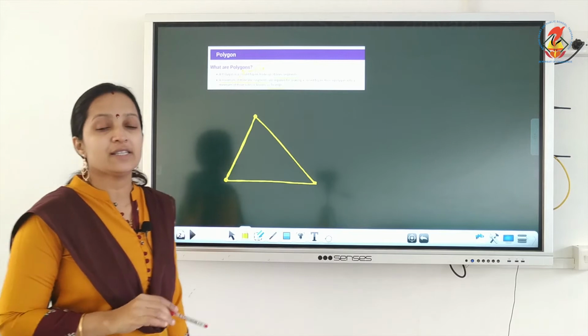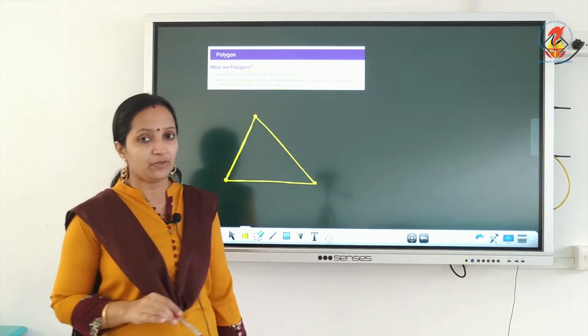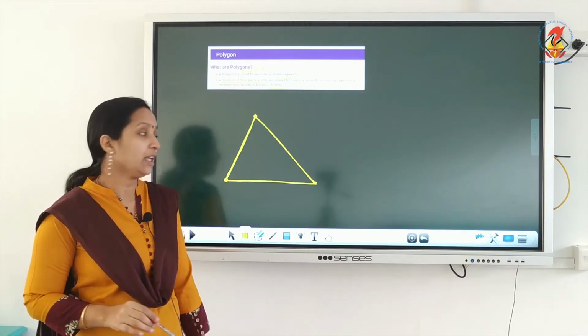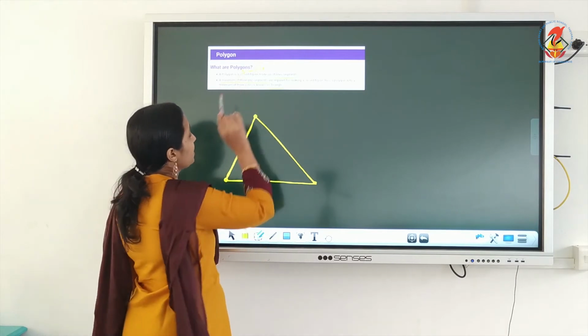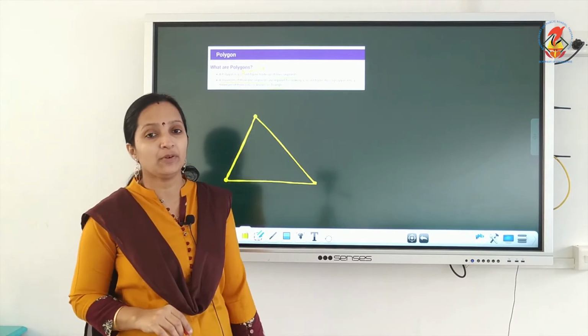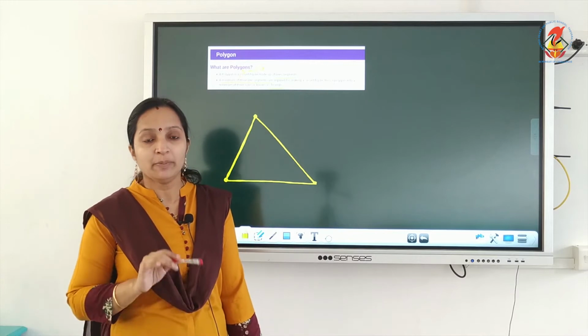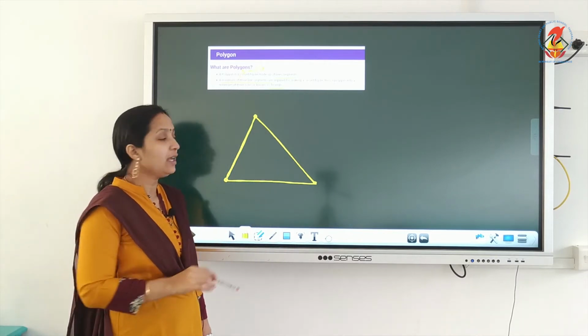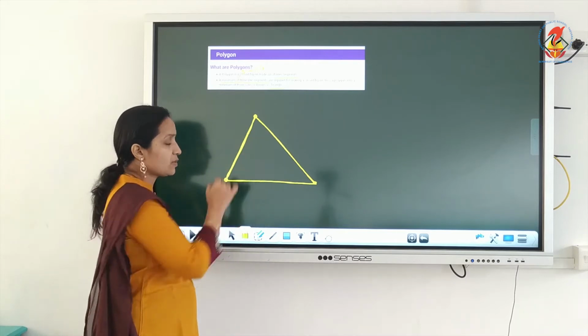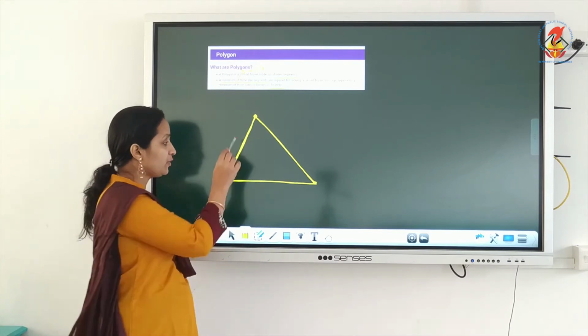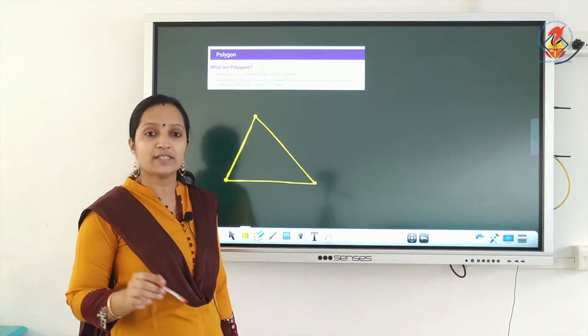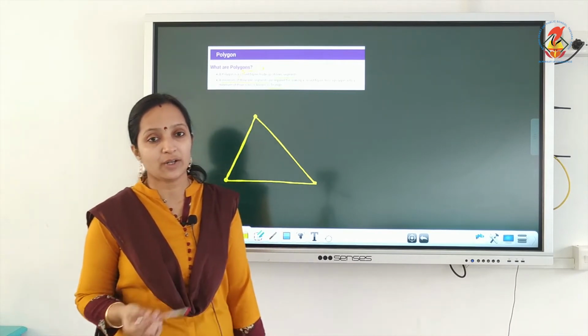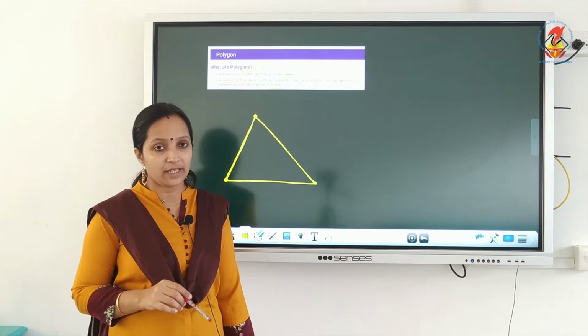Polygon means it is a simple closed curve made up of line segments. That is very important. Minimum 3 line segments are required for drawing a polygon, and this figure is known as what? Triangle. So, we can say 3-sided polygon is known as what? Triangle. I hope it is clear.